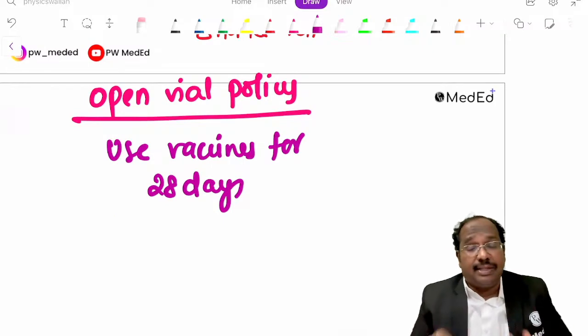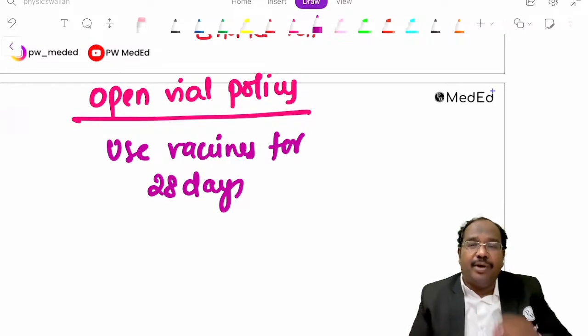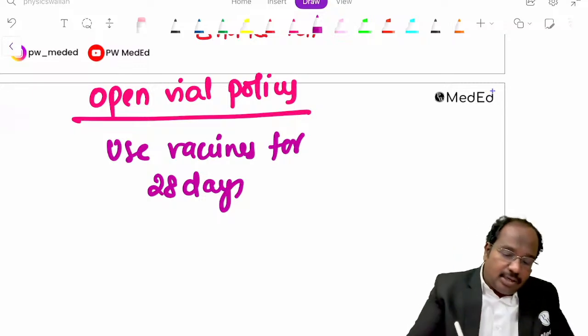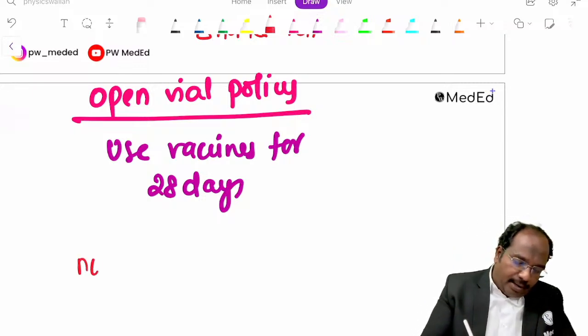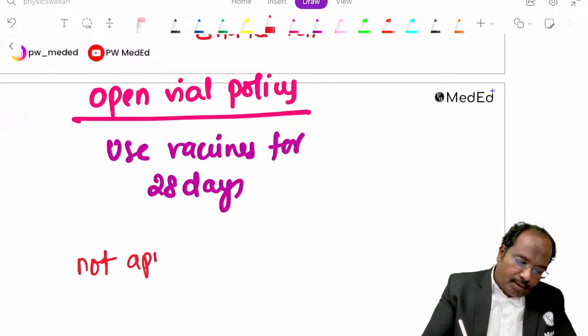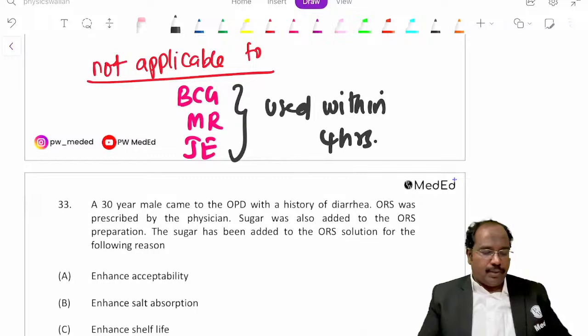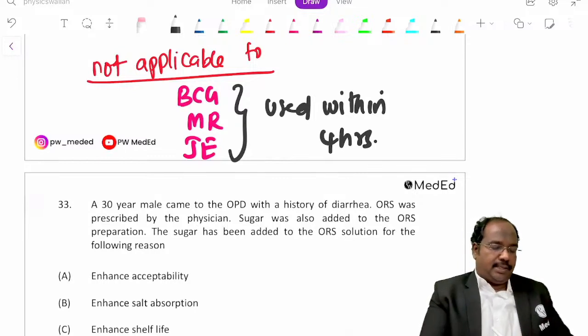Okay, we are discussing the vaccines which are in the national immunization schedule. This is not applicable to which vaccine? There is some lag here.